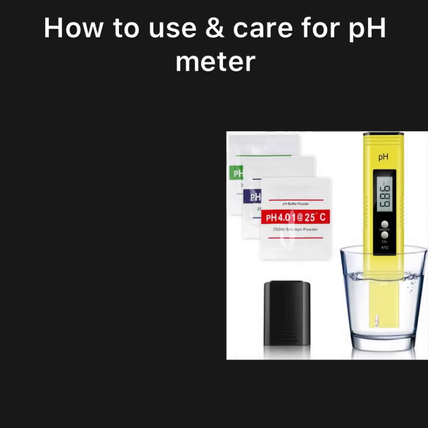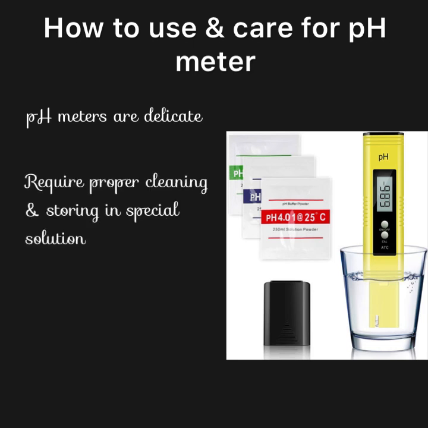Now let's talk about how to use and care for a pH meter. pH meters are very delicate pieces of equipment requiring special care during and after use, such as proper cleaning and storing in a special solution. They also need to be effectively calibrated prior to use to ensure they give an accurate reading. You can get tips on how to calibrate it when you purchase a new pH meter. It's going to come with a manual on how to calibrate your pH meter. It's quite easy to follow.